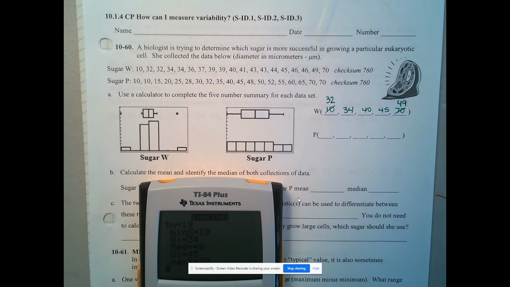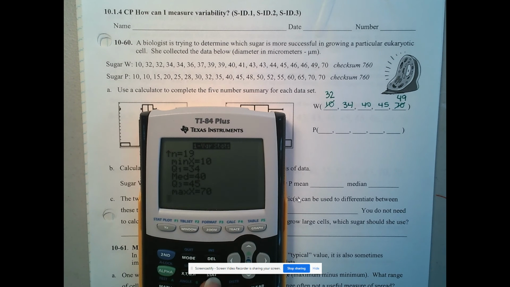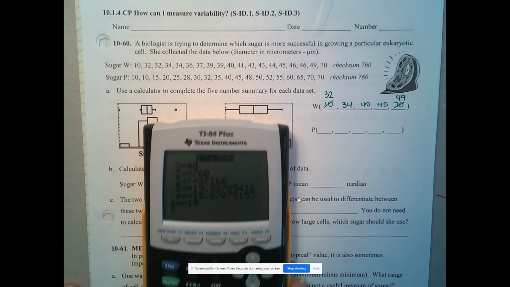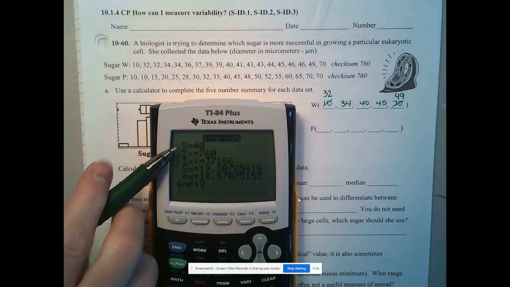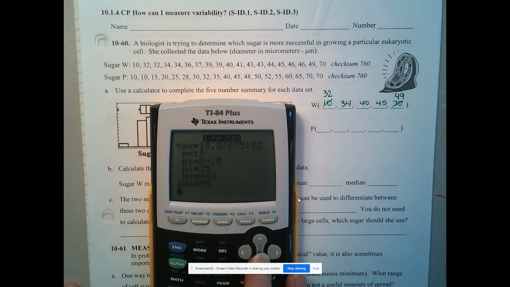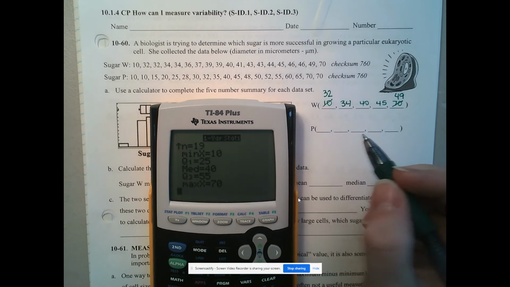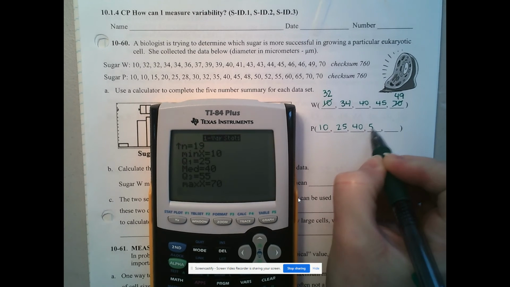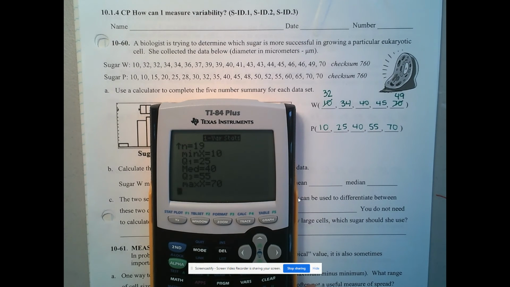and 49 instead of the 70. The second one that's there, which is sugar P, if we do the same process, stat calc 1 variable statistics, but this time we're going to ask it to switch to list 2 and calculate. You can see from the picture that there were no outliers, so we don't have that issue. We can see that we have a mean of 40, a sum of 760, which matches our checksum. We also have 19 pieces of data, and the 5-number summary 10, 25, 40, 55, 70. So the calculator will do all of that for us at this point.